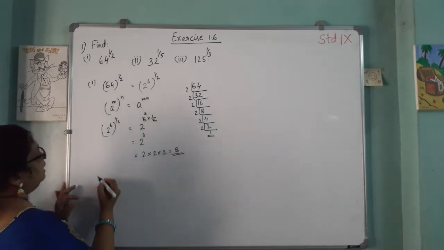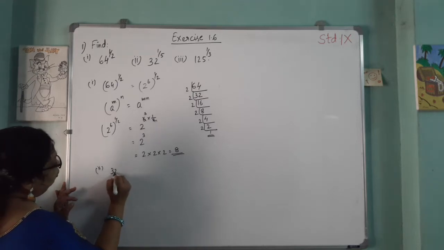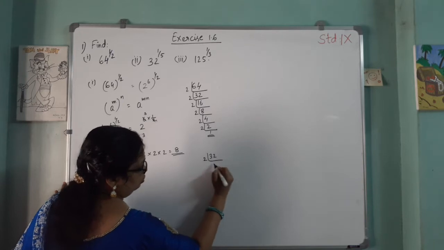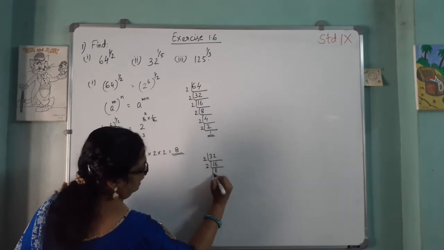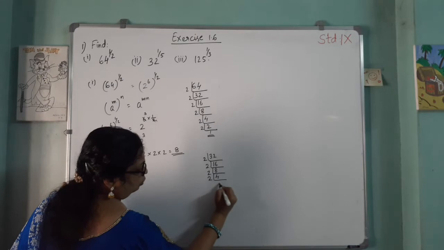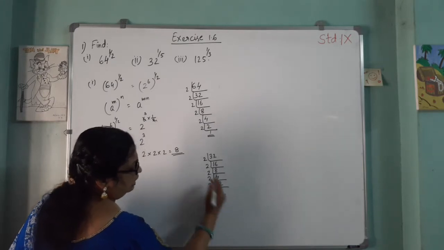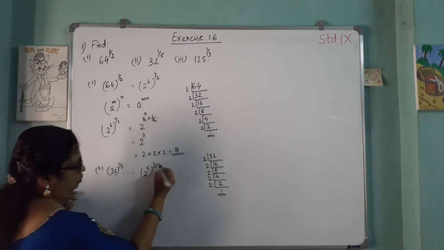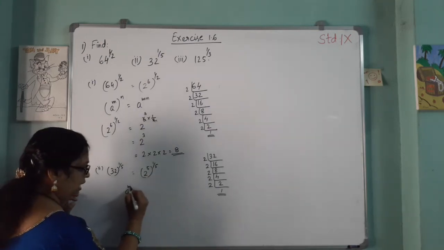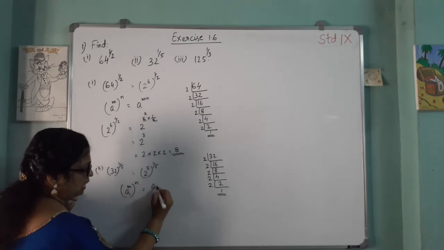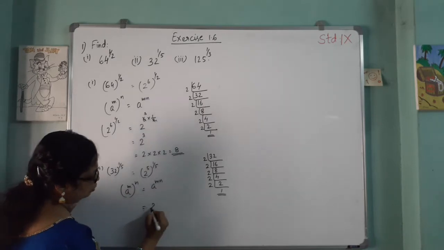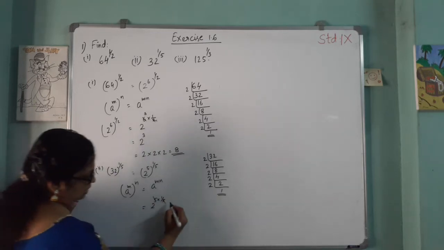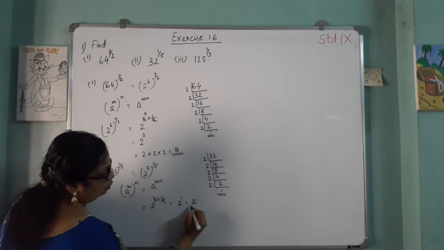Okay, then second question, 32 raised to 1 by 5. So 32 we can factorize: 2, 16, 2, 8, 2, 4, 2, 2, then 2, 1. That is 5 twos. So we can write 2 raised to 5, the whole raised to 1 by 5. That is of the form a raised to m, the whole raised to n is a raised to m into n. That is 2 raised to 5 into 1 by 5. This 5 and this 5 cancel. 2 raised to 1, which is equal to 2.